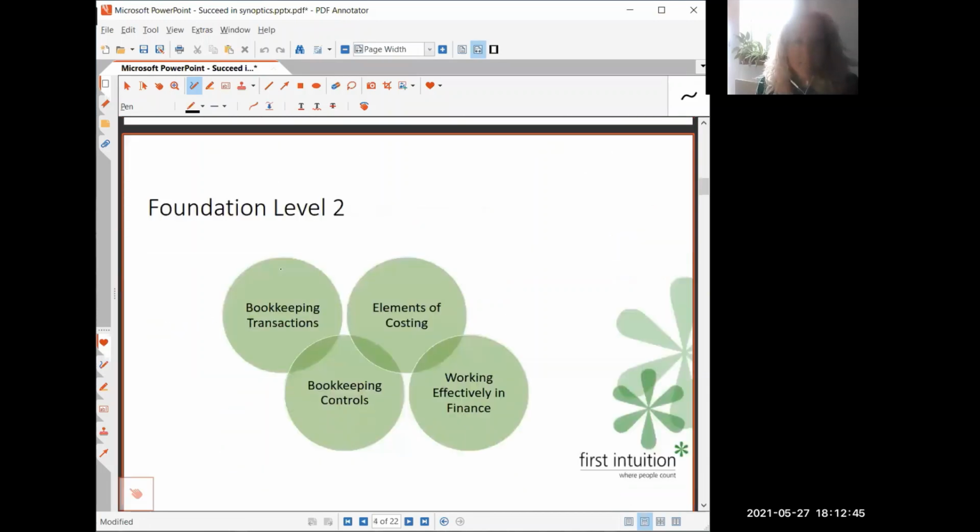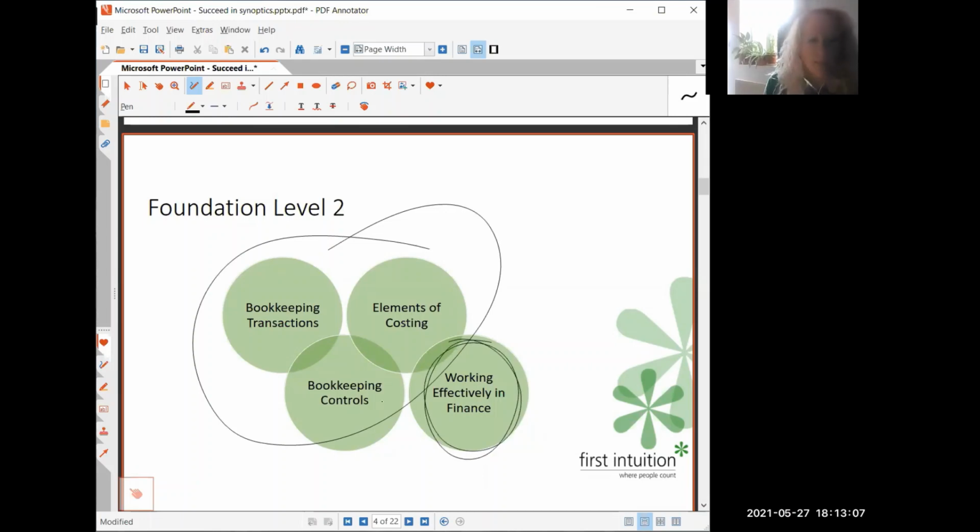What's included at each level? So at level 2, the Synoptic assessment will test bookkeeping transactions, bookkeeping controls, elements of costing, and working effectively in finance. Now, these 3 have their own unit assessment, and therefore it's just some learning outcomes that are tested in the Synoptic. All of this will be tested in the Foundation Synoptic.